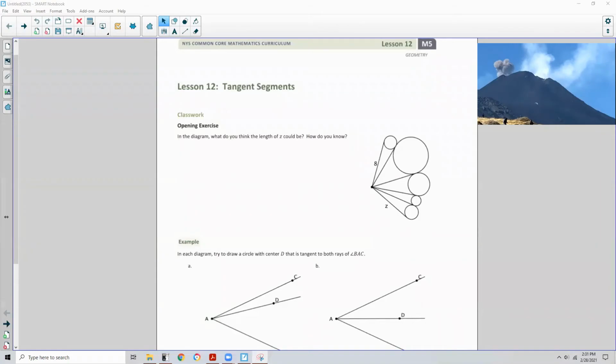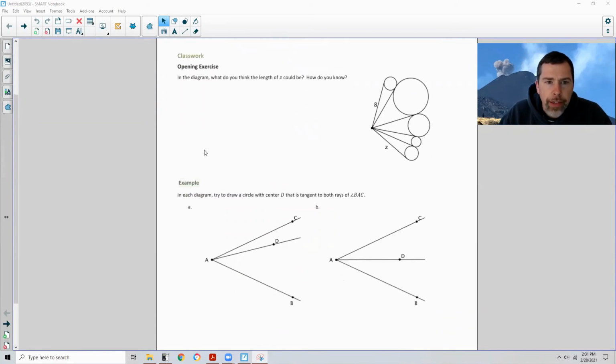Okay, lesson 12, more on tangent segments. Okay, so here we go. Classwork opening exercise. In the diagram, what do you think the length of Z could be? And how do you know?